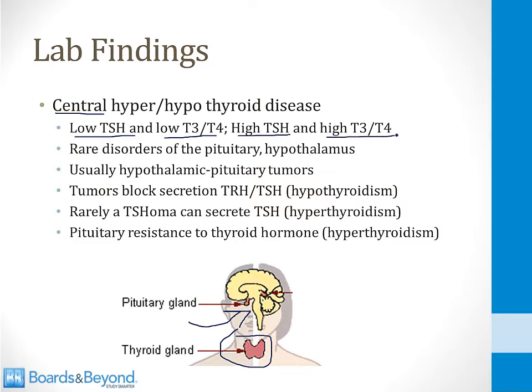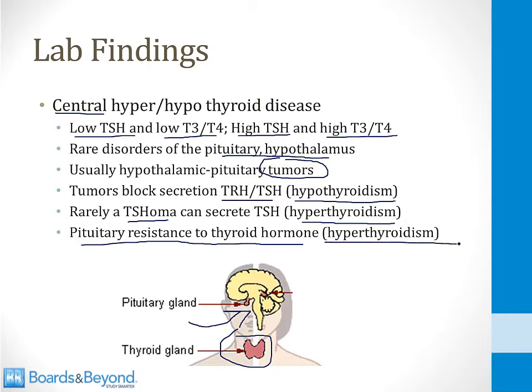These are all rare disorders that affect the pituitary or the hypothalamus in some way. Usually these disorders are caused by hypothalamic pituitary axis tumors. The tumors sometimes block the secretion of TRH or TSH, and this leads to central hypothyroidism. Rarely the tumors produce TSH. These are called TSH-omas, and this can lead to central hyperthyroidism. And then finally, there's a rare disorder called pituitary resistance to thyroid hormone. This is where the pituitary does not sense thyroid hormone, and it is not subjected to the normal negative feedback of thyroid hormone. Thus, it constantly overproduces TSH, and this leads to hyperthyroidism.